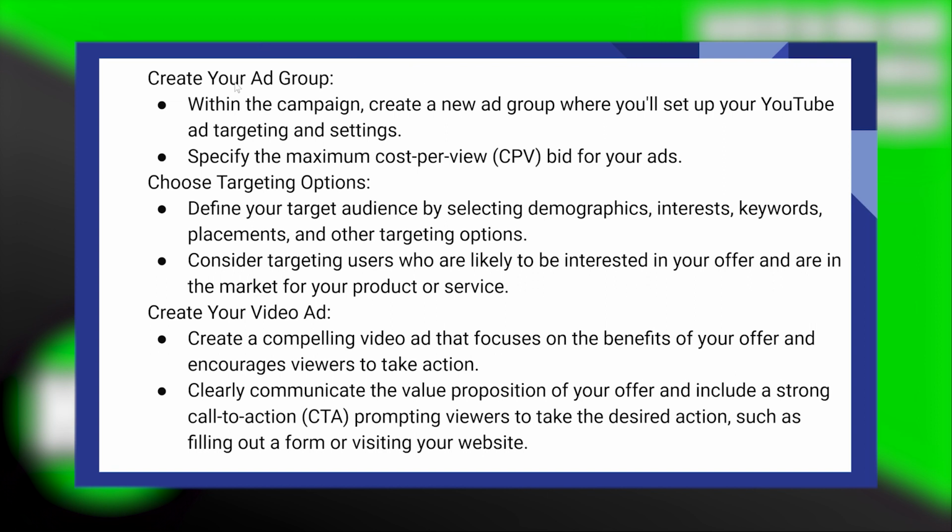or service. Create a compelling video ad that focuses on the benefits of your offer and encourages viewers to take action. Clearly communicate the value proposition of your offer and include a strong call to action or CTA prompting viewers to take the desired action, such as filling out a form or visiting your website.